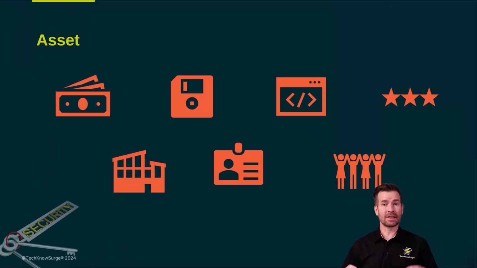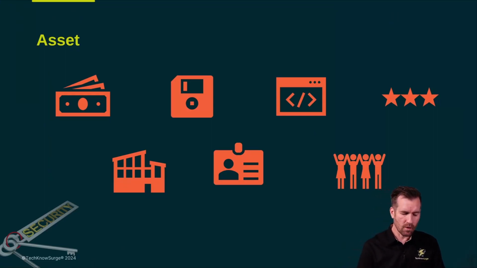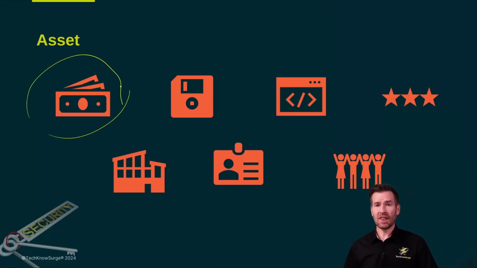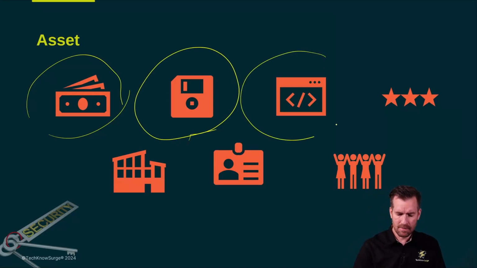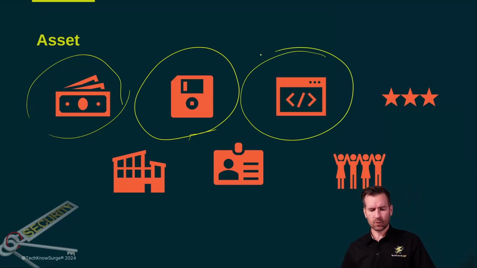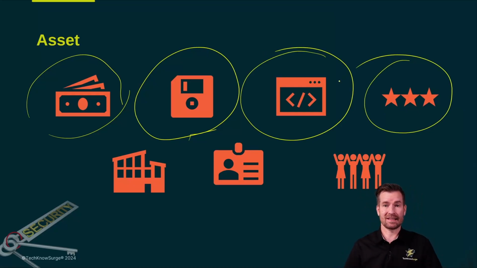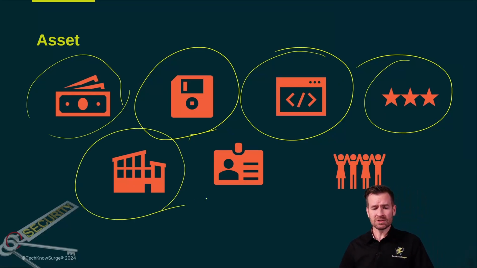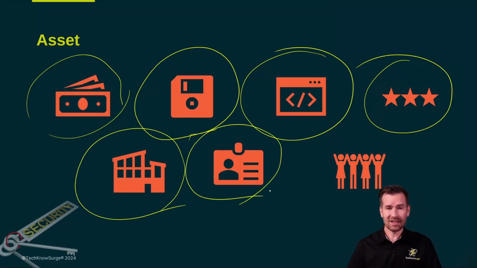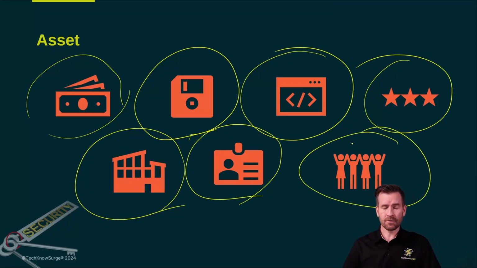An asset to a company is simply things that hold value. Well, certainly money would fall in that category. But other things would fall in that category, such as data that it holds, maybe some sort of code if it's a software company. Perhaps it's the company reputation if it has a good reputation. The equipment and buildings that it holds. The customer data could be a very valuable asset to the company. And the people that work for that company could be considered an asset as well.